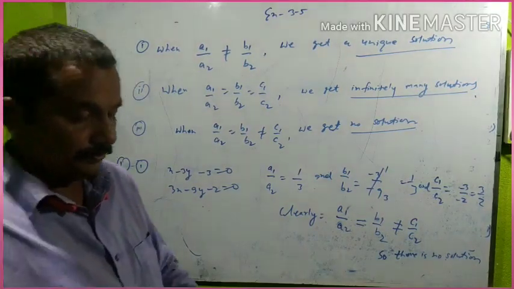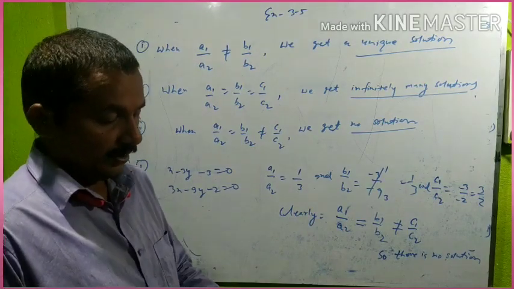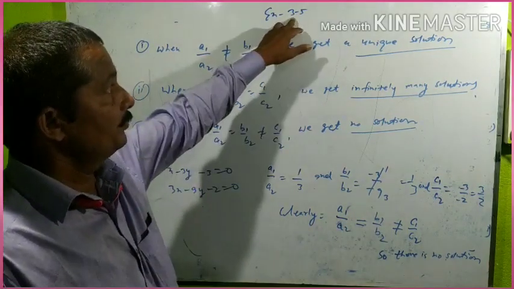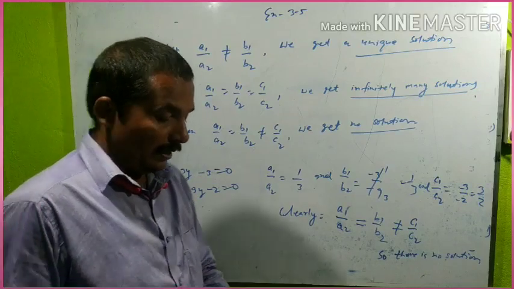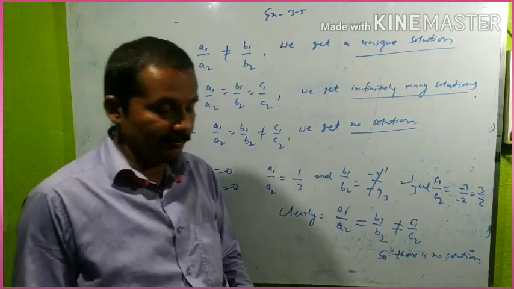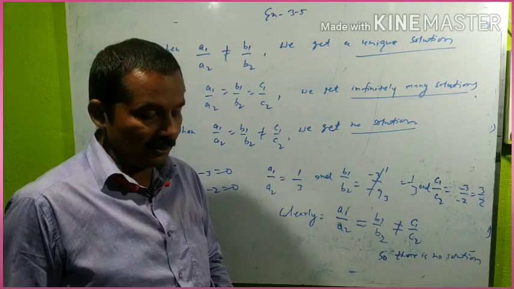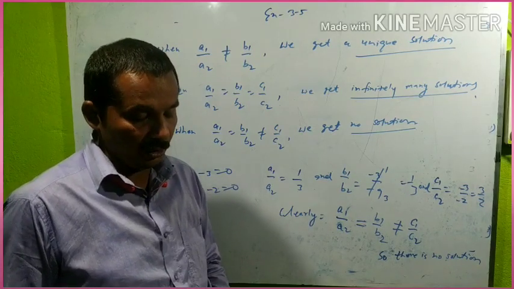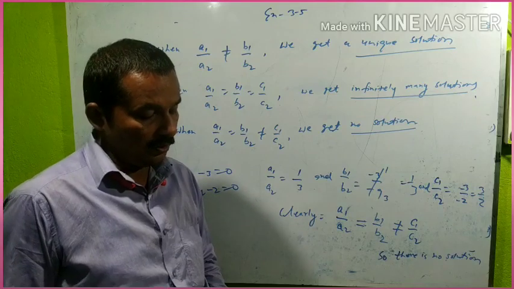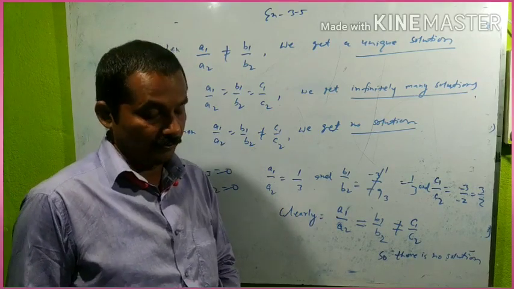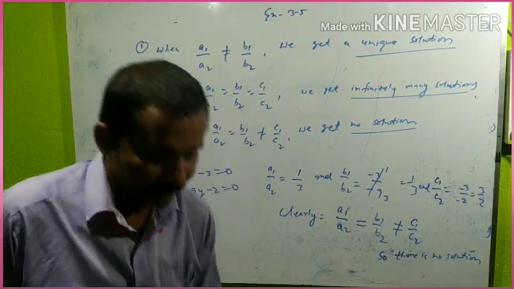Now move to exercise 3.5, and the very first question of exercise 3.5 is, which of the following pair of linear equation has unique solution, no solution, or infinitely many solutions? You try to understand now.